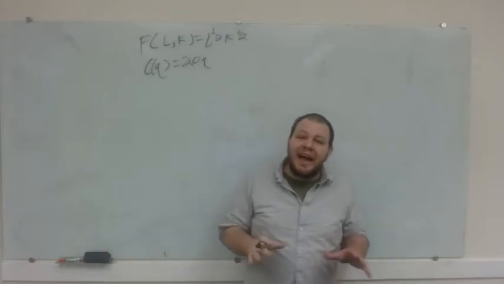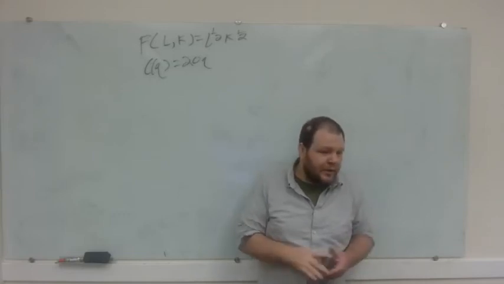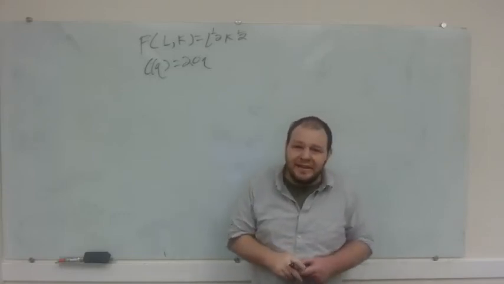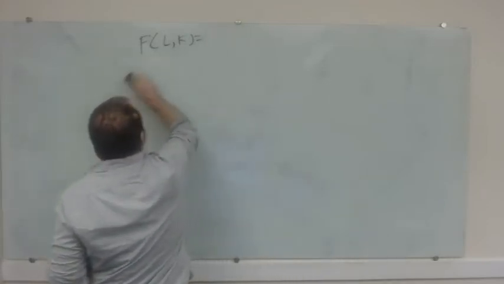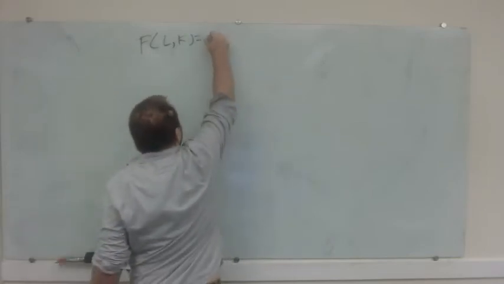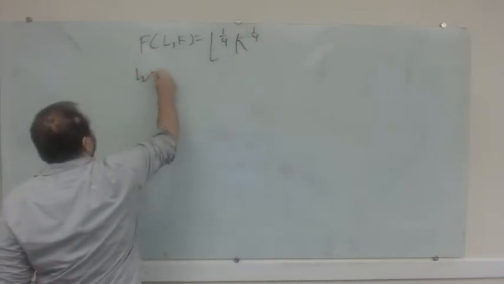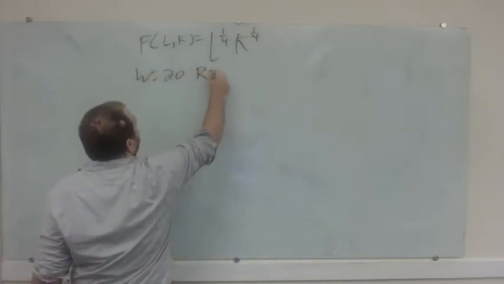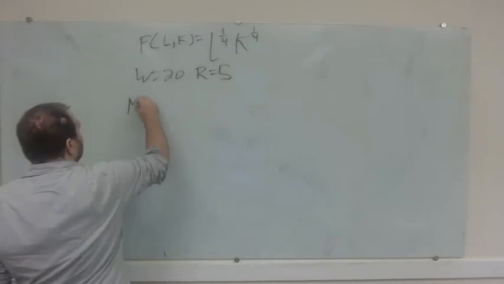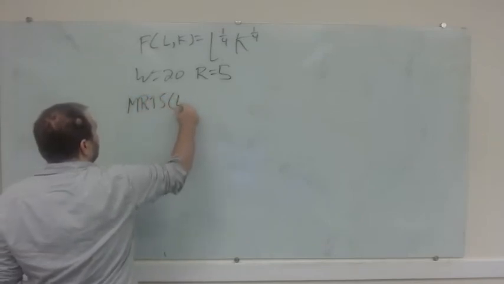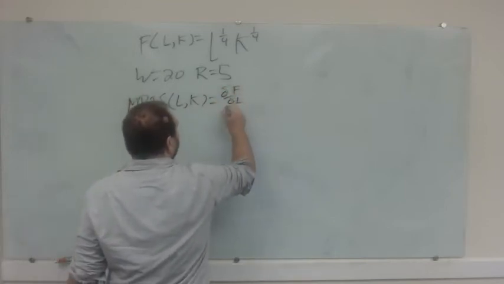So we need a language, some mathematical understanding of this idea we're going to talk about as economies of scale. To think about this, let's say that instead of L to the 1/2 k to the 1/2, I had the production function L to the 1/4 times k to the 1/4. Still had wage rate of 20, rental rate of 5. So now my MRTS would be what? Still dFdL over dFdk.